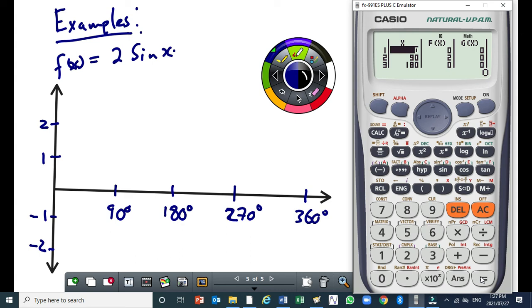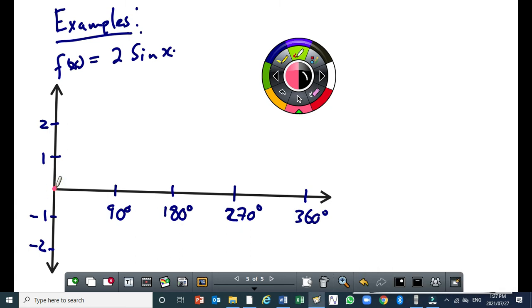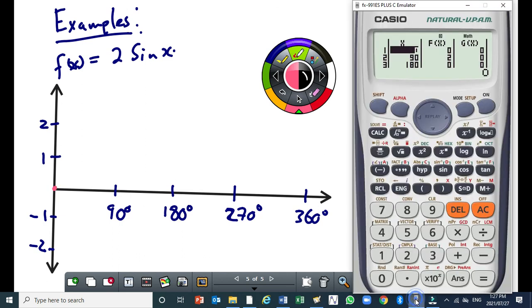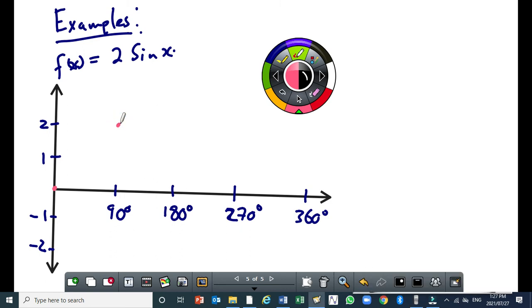So when x is 0, here, y is 0. And when x is 90, y is what? 2. I hope you can see it there. When x is 90, y is 2. So it will be somewhere there. When x is 180, y is 0. When x is 270, y is minus 2. And when x is 360, y is 0.